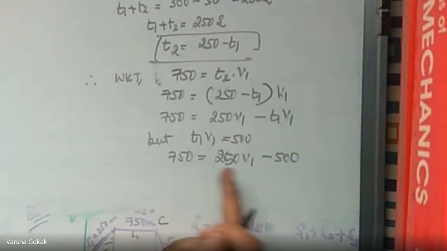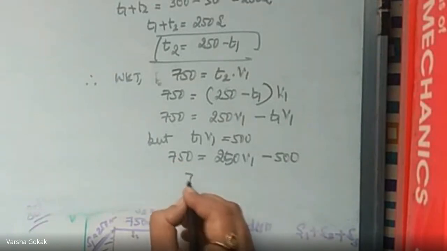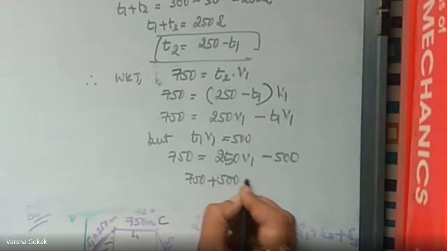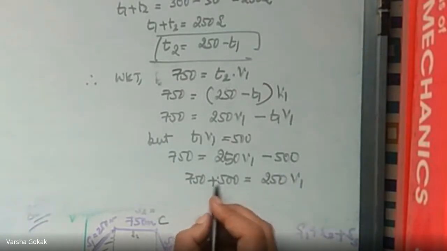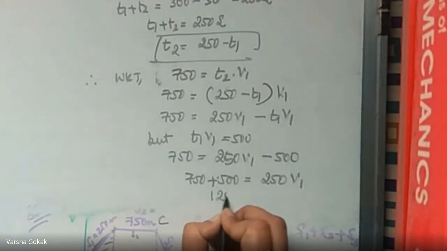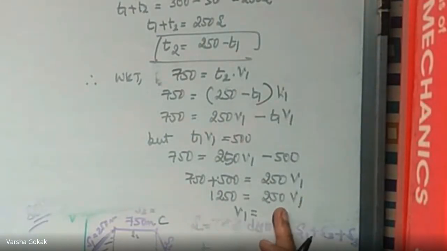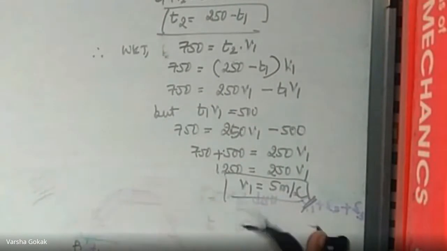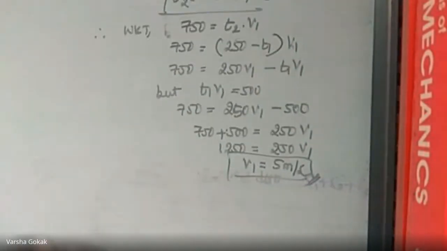This 500 goes to the other side. So it becomes 750 plus 500 will be equal to 250 times V1. From here, 750 plus 500 makes it 1250, no? So 1250 is equal to 250 times V1, or V1 would be 1250 by 250, that is 5 meters per second. Okay, so this is how it goes. It is simple mathematics only, but you should be careful about what has to be substituted and when. So I got the value of V1.